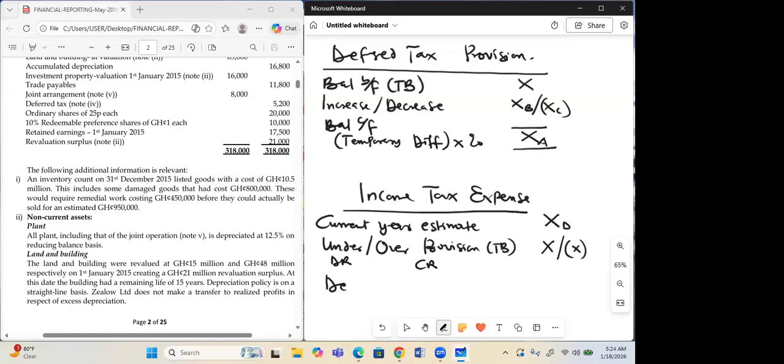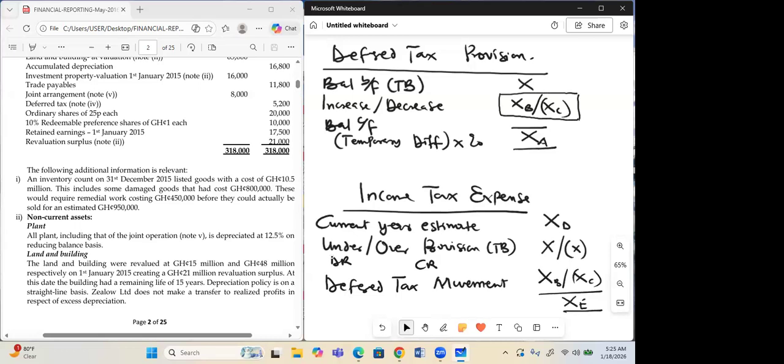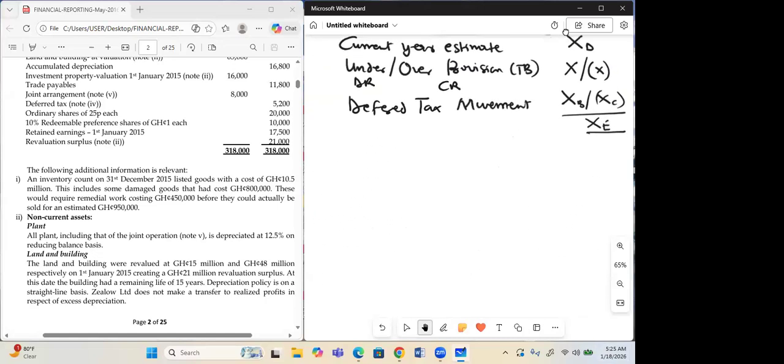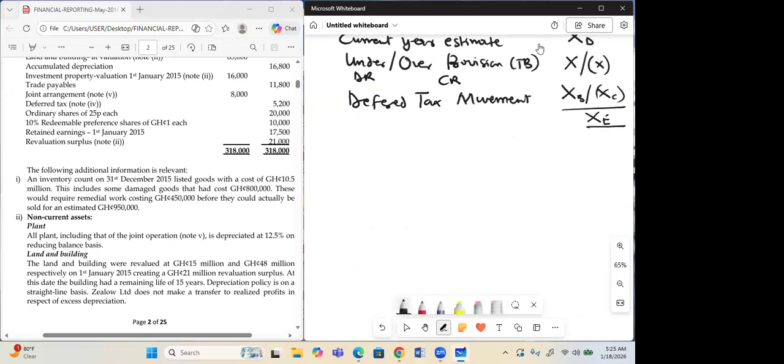Then now, you take the deferred tax movement. The deferred tax movement is what you have gotten here, this increase or decrease. Can you see? Yes, please. This increase or decrease is what you capture here, XB or XC. And then you close it. Let me call this XE. So when you close it, if you are reporting in the statement, this is how you report it.